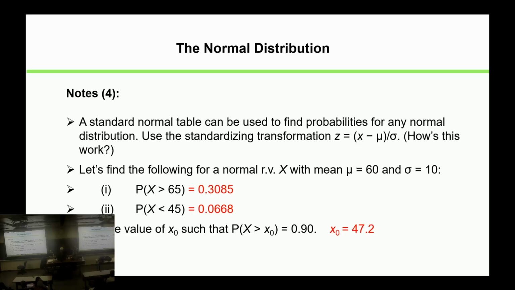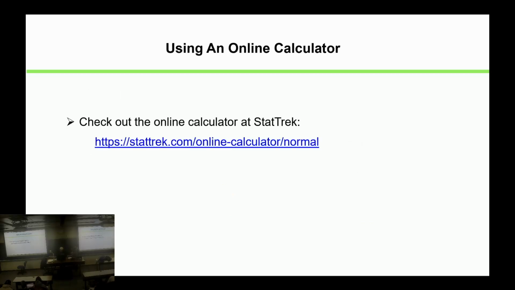So now I want to show you a couple other ways of getting normal distribution probabilities and x naughts and things like that. And all of these things are readily programmable. There's lots of programs up on the internet, and we'll also take a look at R. So let's just take a look at the StatTrek one first.